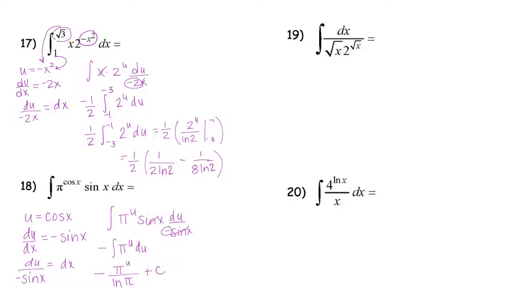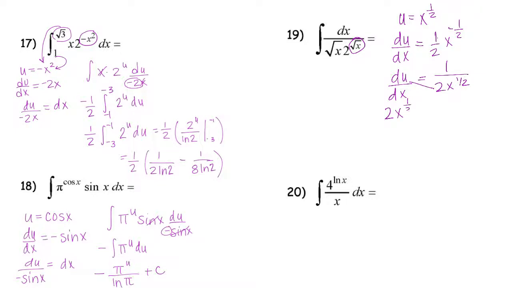Again, I would let u here, this one looks so strange, but let's let u be the square root of x, or x to the 1/2. So du dx is going to be 1/2 x to the negative 1/2. And so let's go ahead and do some rewriting with this. So that's du over dx equals 1 over 2x to the 1/2. And so solving for dx, we can just do our cross multiplication here. And so multiply those. We have 2x to the 1/2 du equals dx.